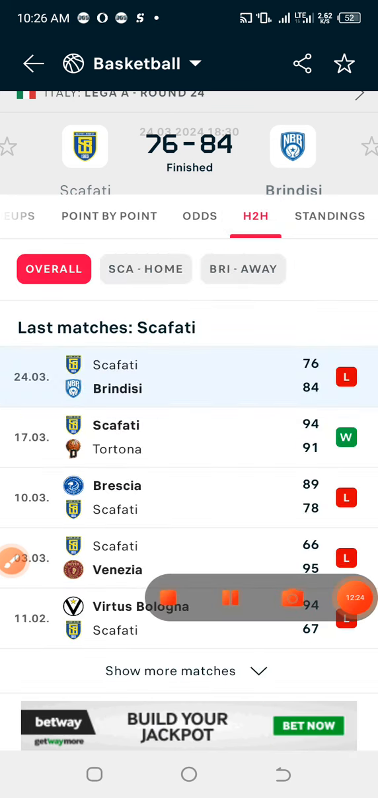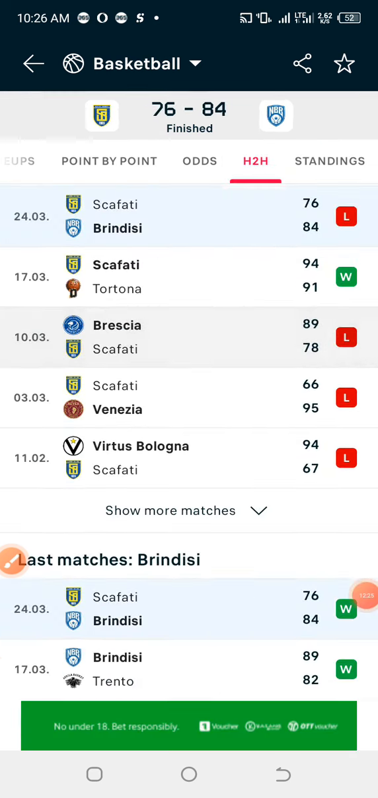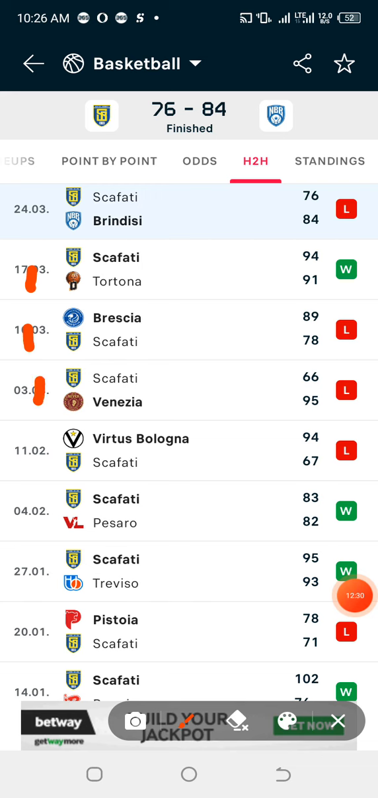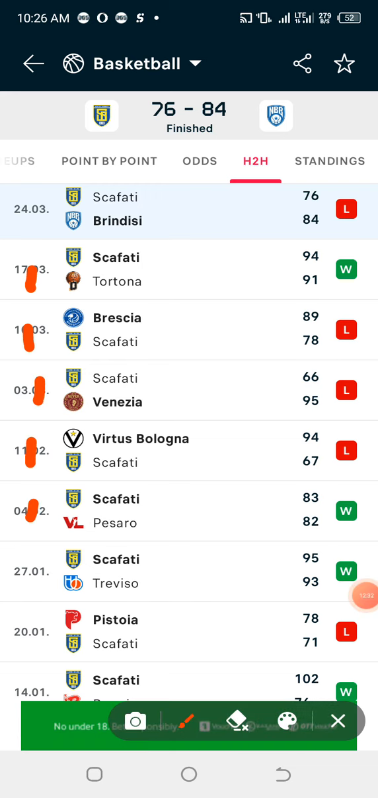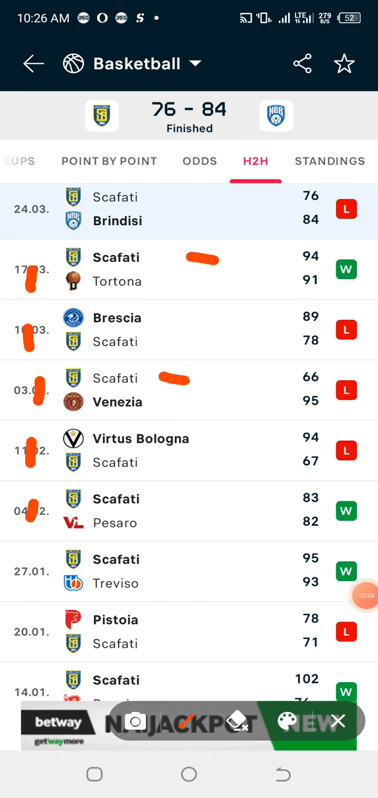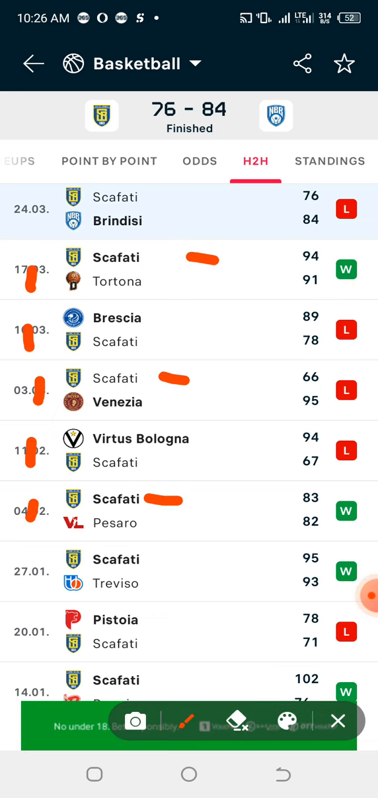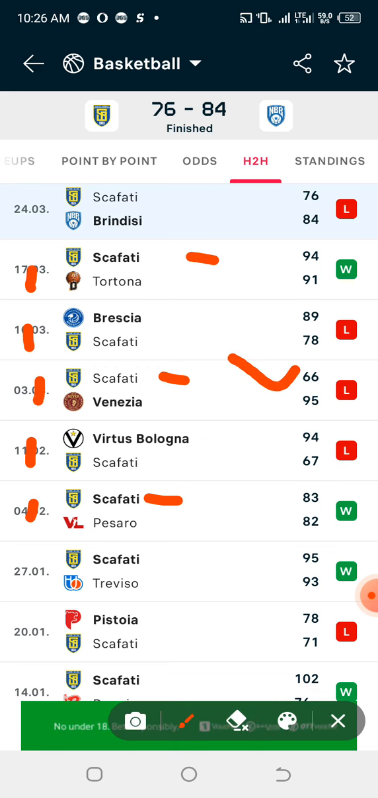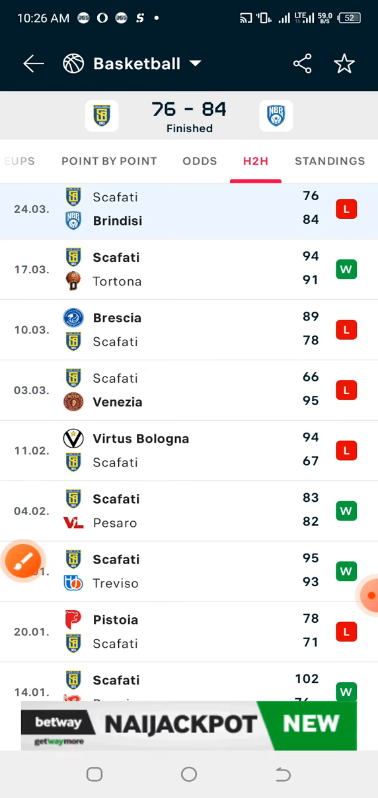So this is their head to head, and for the home team, don't forget we are going to check the last 5 games they've played. 1, 2, 3, 4, 5. Now while playing at home, we have 1, 2, and 3. So among these 3 figures, we are going to pick the smallest. Now see, this is the smallest figure they had, which is 66. Now take note of that, please.